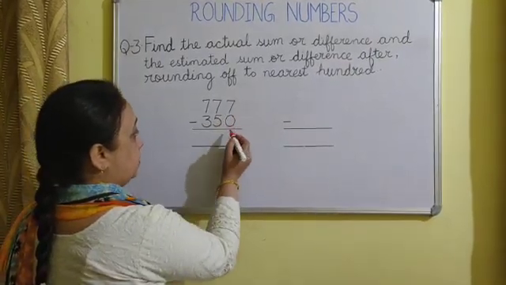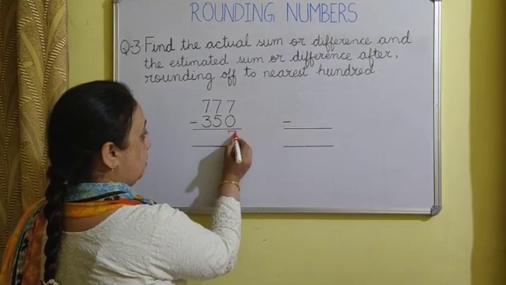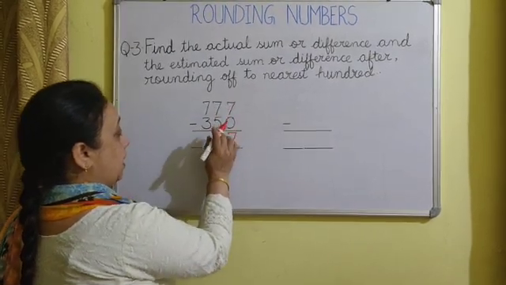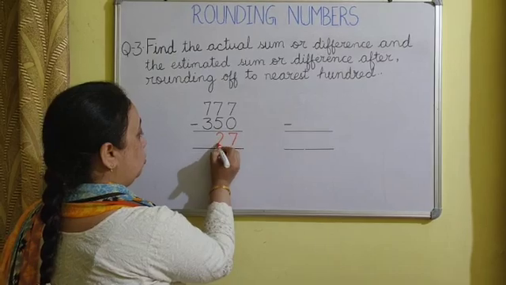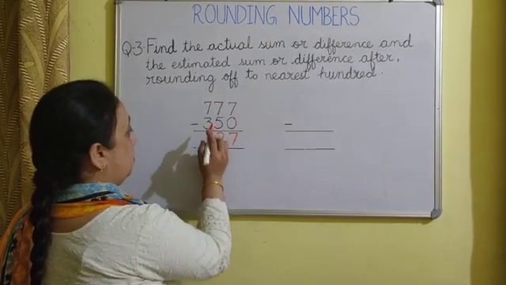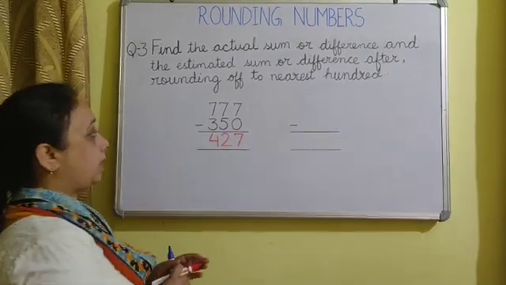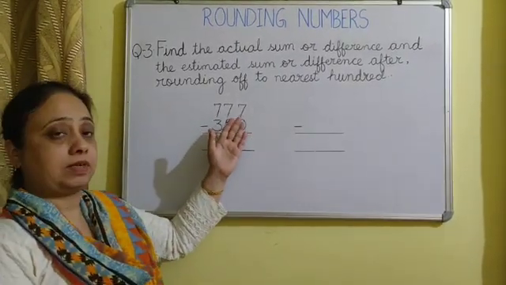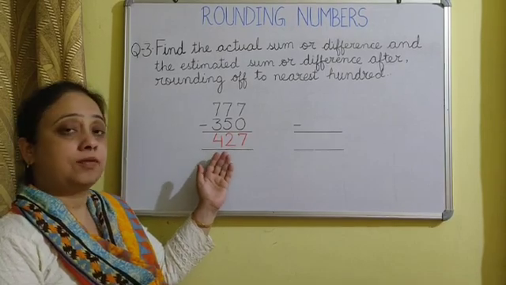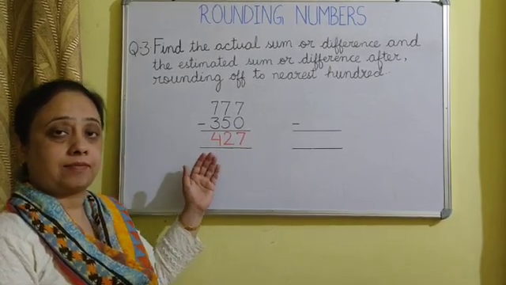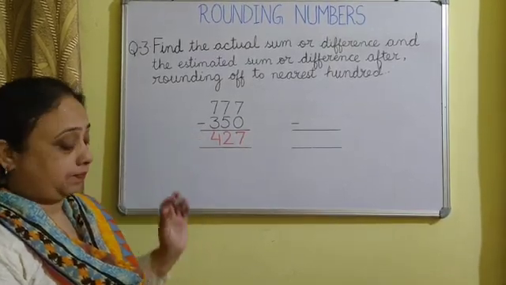7 minus 0 is 7. 7 minus 5 is 2. 7 minus 3 is 4. So when we subtract 350 from 777, our answer is 427. That is the difference here.